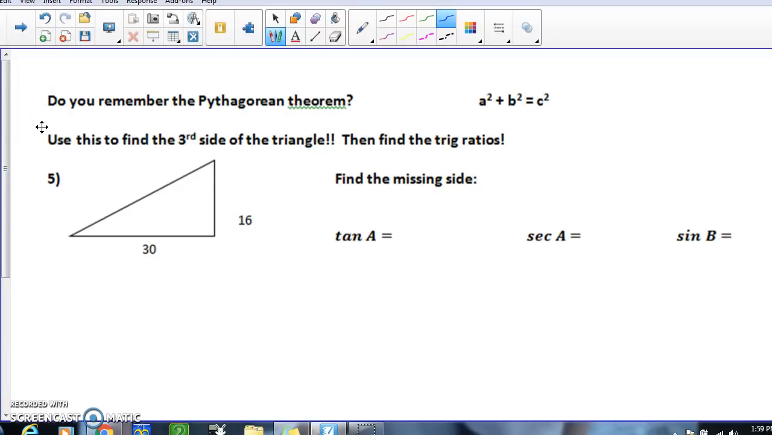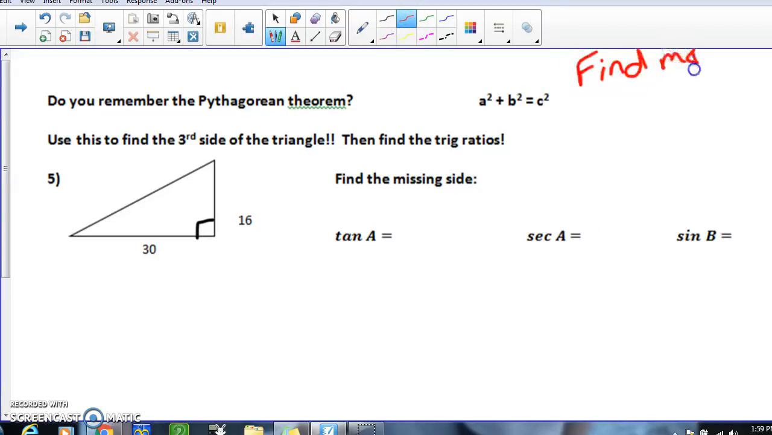Now, when you flip to the back, 5 and 6 are asking you to do the same thing that we did on the front, but if you look at this, you are missing a side. The first thing I have there, well, I should have marked the right angle, is, do you remember the Pythagorean theorem? I hope that you remember it. That's something you learned in middle school. When you talk about the Pythagorean theorem, a squared plus b squared equals c squared, but do you really know what that means?